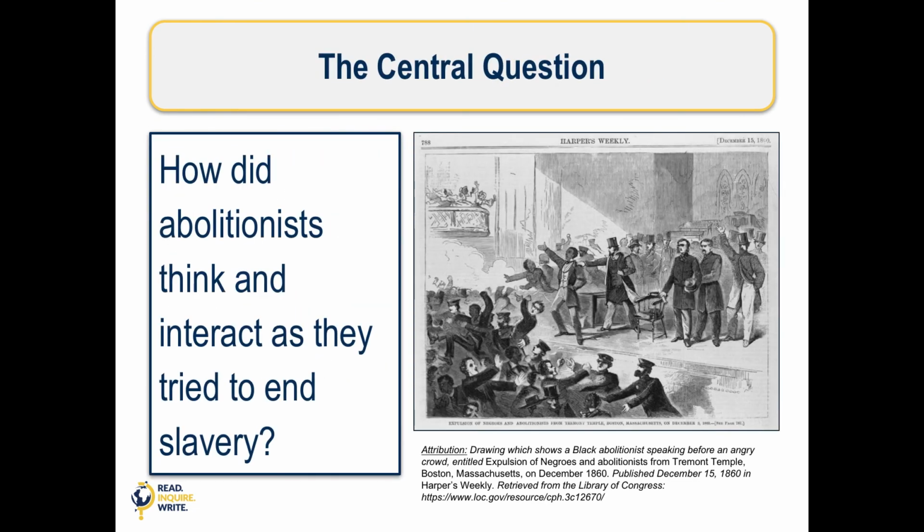As you work through the investigation, make sure to talk with your classmates and others who can support you as you learn about and respond to the central question, how did abolitionists think and interact as they tried to end slavery?